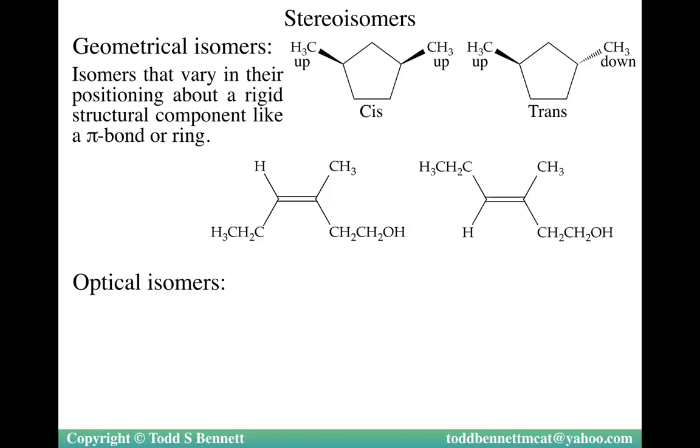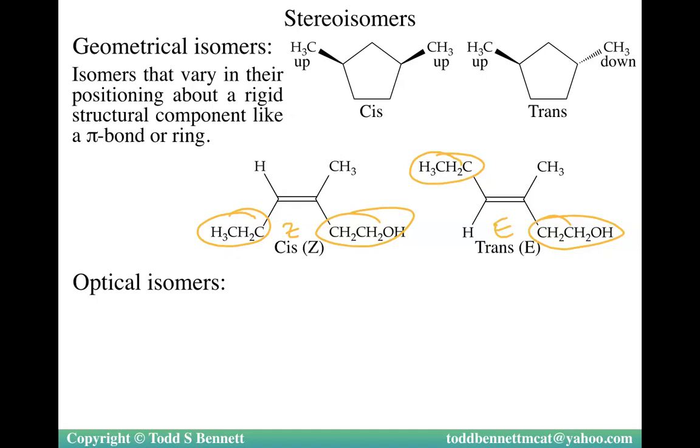And then the alkene, the highest priority substituent on this one, ethyl beats H. This one, the ethyl alcohol group beats the CH3. So these two are on the same side. So same side Z, as opposed to this other one where they're on opposite sides, E. Okay, so cis Z, trans E.